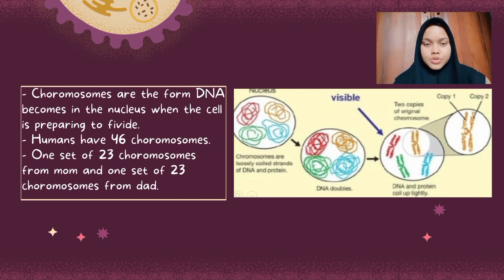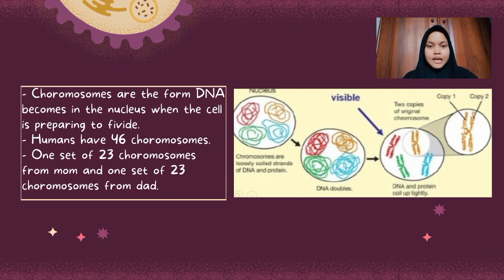I'd like to illustrate this by showing you transparency chromosomes. Let me elaborate on that. One, from the nucleus, chromosomes are loosely coiled strands of DNA and protein. After that, second, the DNA doubles. Third, the DNA and protein coil up tightly, visible as two copies of the original chromosome. Finally, there are copy 1 and copy 2.